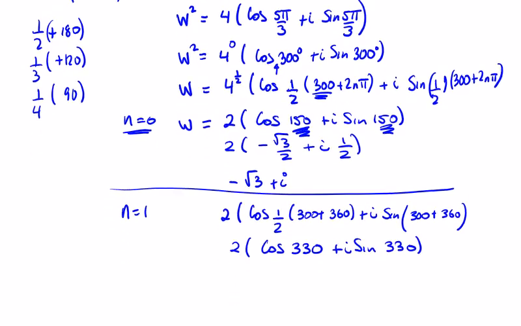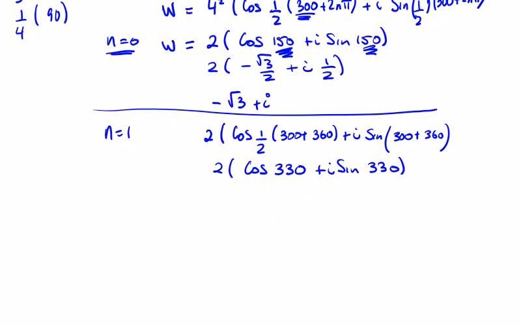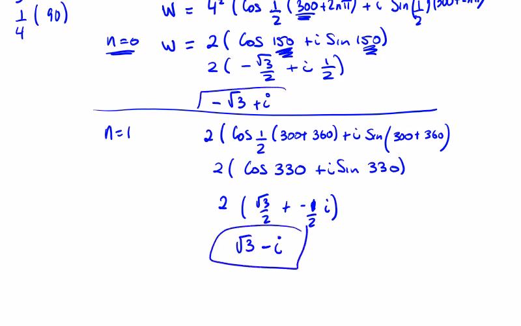So using your calculator, the cos of 330 is root 3 over 2. And the sine of 330 then will be minus a half. So we're going to get root 3 minus i. So our two solutions are root 3 minus i and minus root 3 plus i.